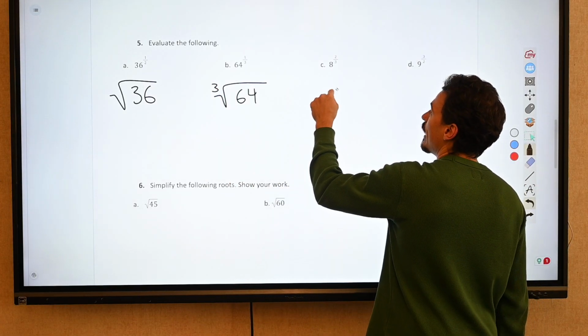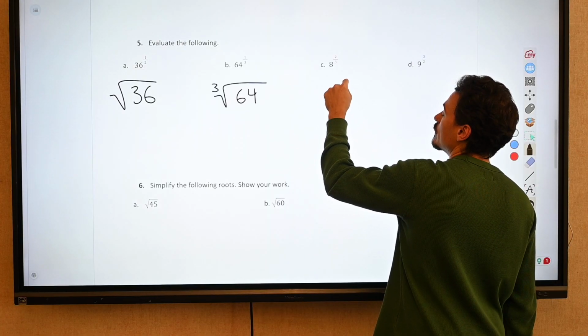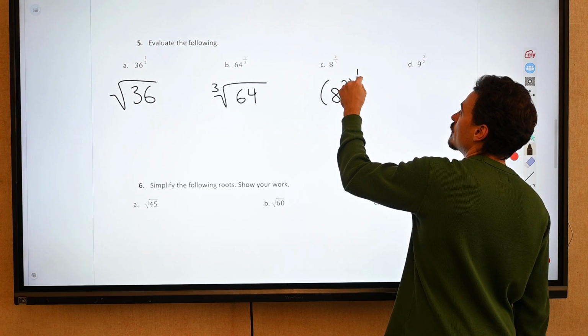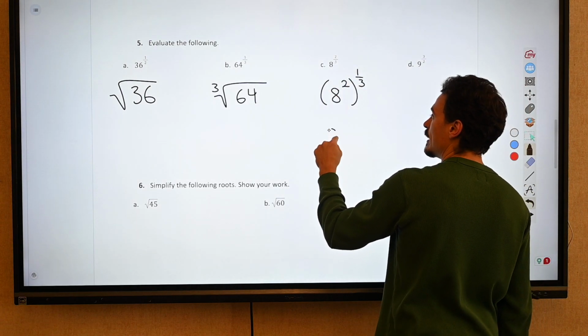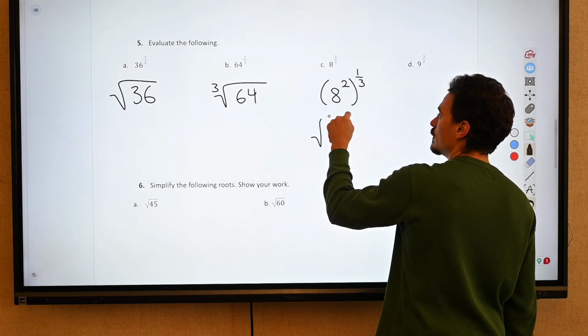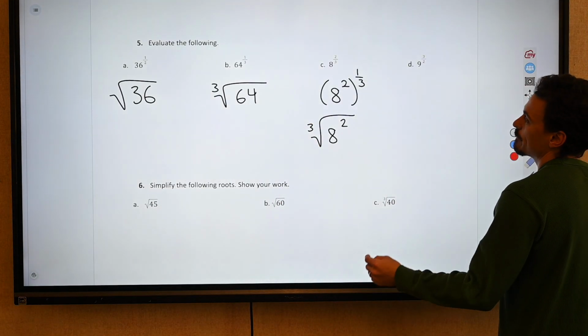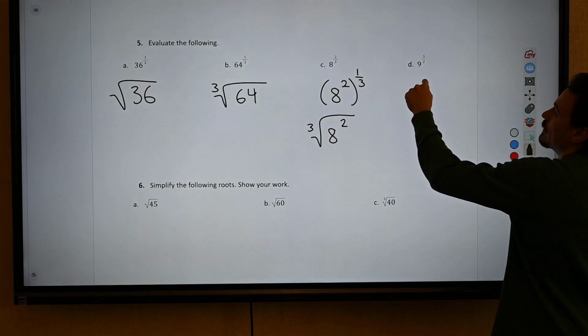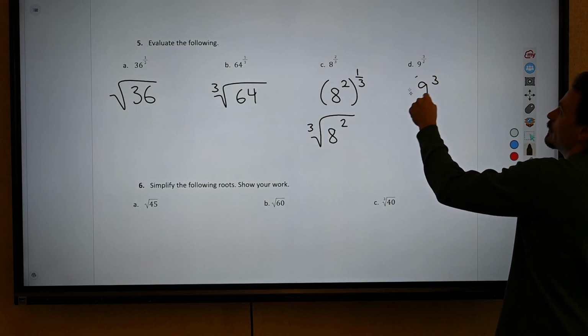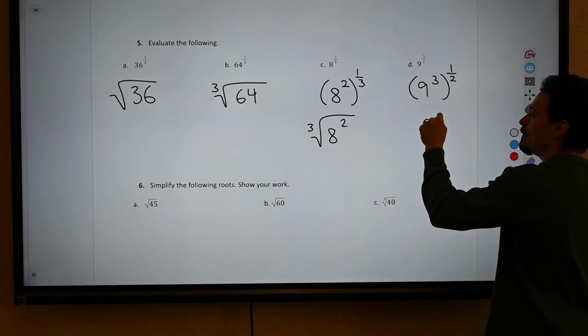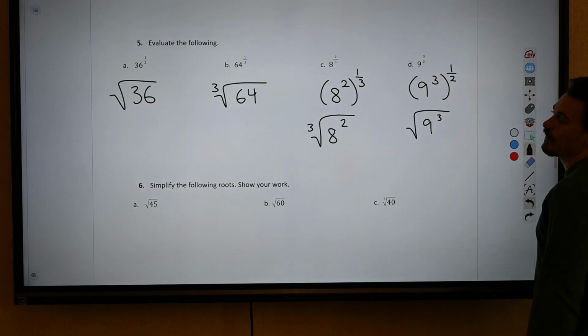Here you get 8 to the power of 2 to the 1/3. So this is 8 to the power of 2 to the third root radical. Okay, and here we get 9 to the power of 3 to the 1/2 power, which is 9 to the power of 3 square root of that.